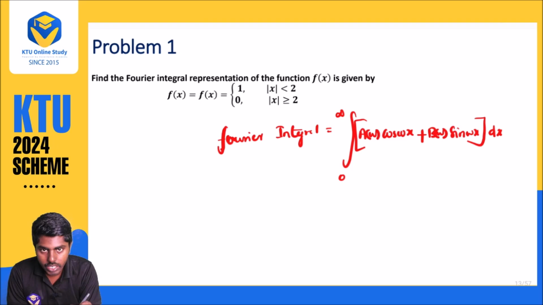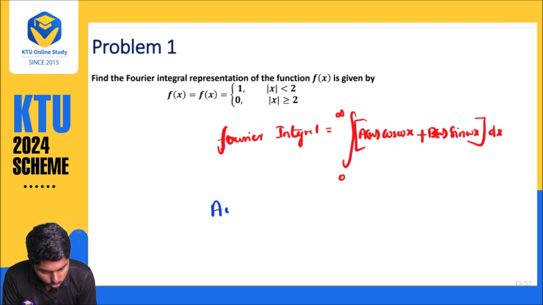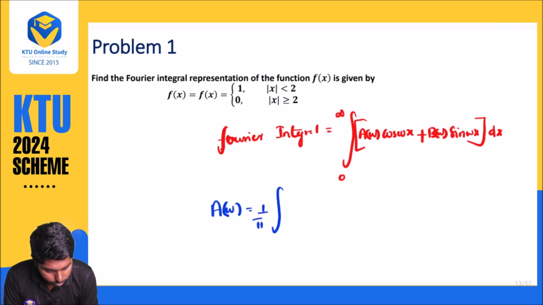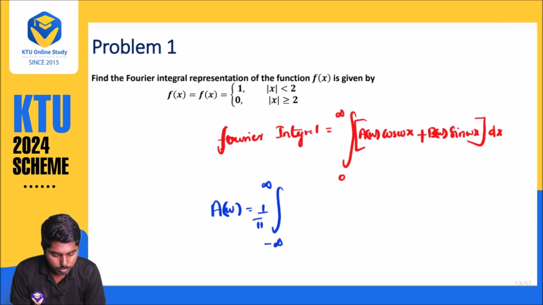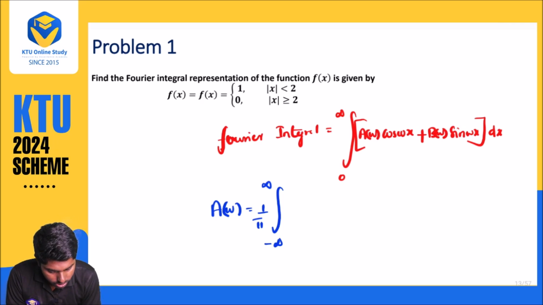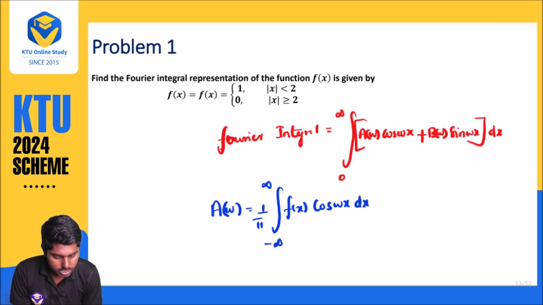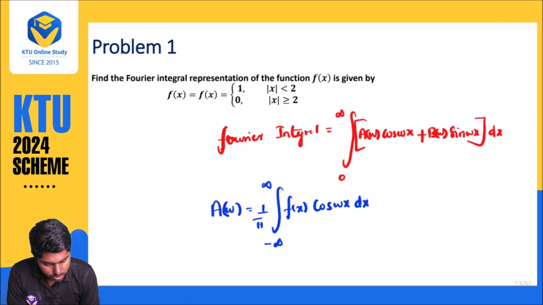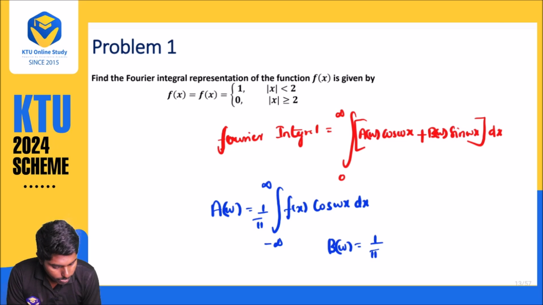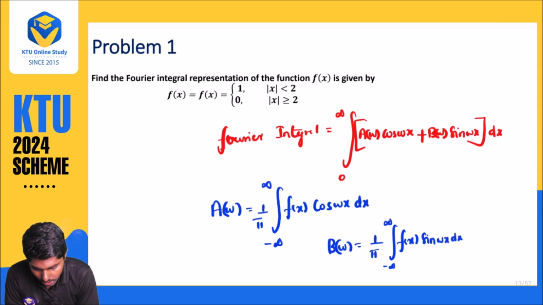Then we want to identify what a omega is. A omega is nothing but 1 by pi minus infinity to infinity f of x cos omega x dx, and similarly, what is b omega? B omega is nothing but 1 by pi minus infinity to infinity f of x sin omega x dx. So we have written the given.